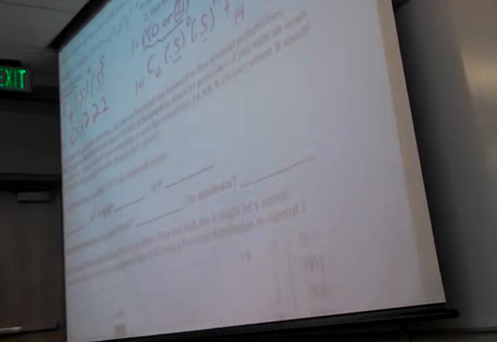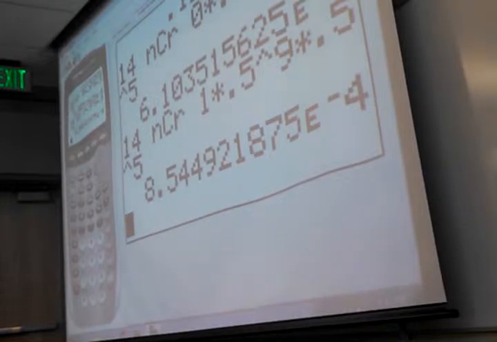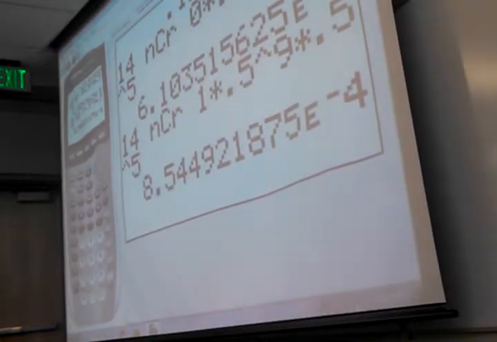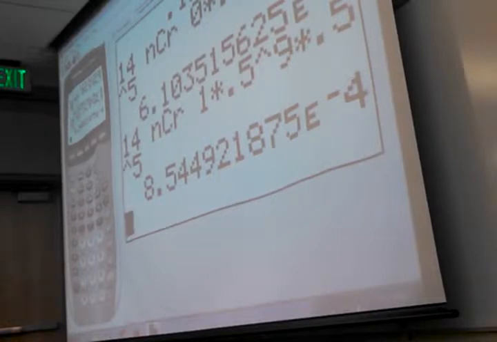Now, this is a good chance for me to make sure that you understand what your calculator is telling you. I didn't change my powers on my 0.5, because it's going to come out to be 0.5 to the 14th anyway. Technically, I don't have that set up right, but it's the right numbers. I just want to do it real quick.